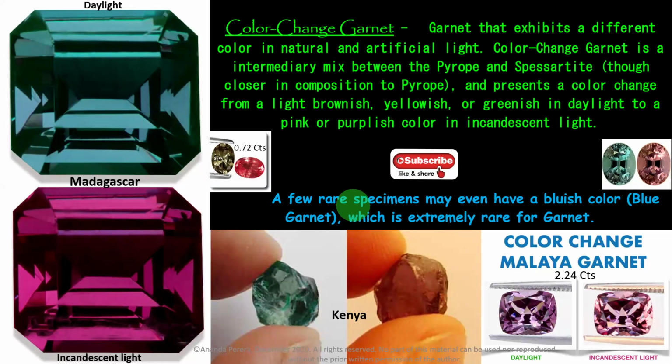Rare one. Now look at there, Kenya. This color change garnet from Kenya. See, daylight, incandescent light. This is color change Malaya garnet. See the color change, a little change between daylight color and incandescent light color. 2.24 carats weight, color change Malaya garnet. Remember, the color change garnet and the Malaya garnet are also pyrope and spessartite mixed.